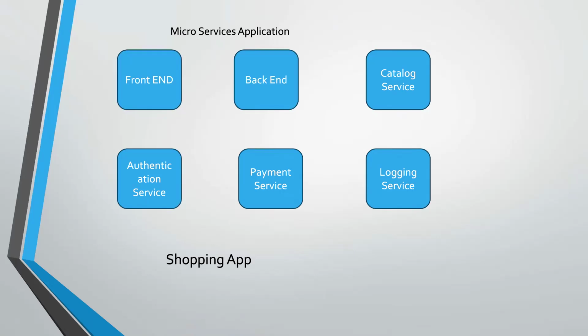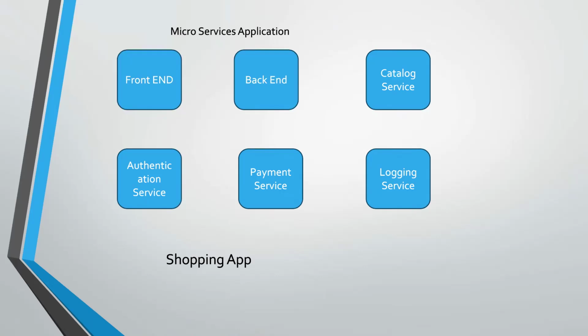One module can be worked on by one team. For example, the front end can be worked on by one team, the back end by one team, the logging service by one team, and the payment service by one team. Each module works independently. Whenever a developer wants to push changes, each team works on its own module, pushing and patching independently. All these small modules, which we can also call small applications or small services, we call microservices.